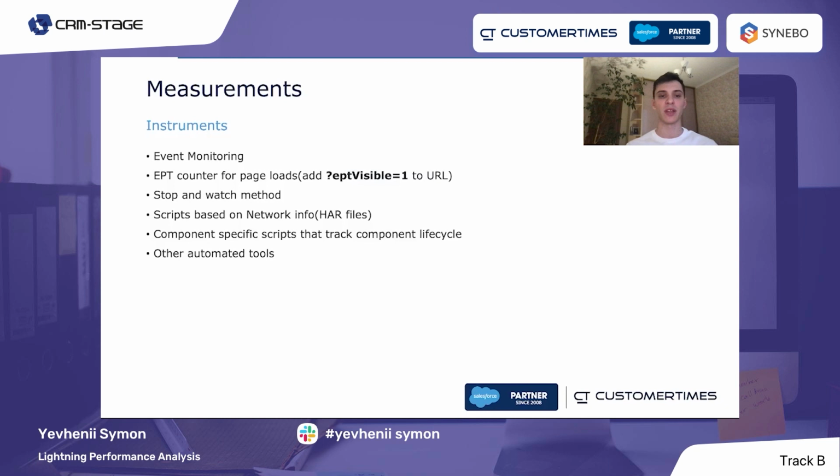Scripts based on the network info, HAR files. That's what I told you about the web tools and network tab. We are able to download HAR files there, parse them, and see the metrics. And as a result, it can be easily automated.